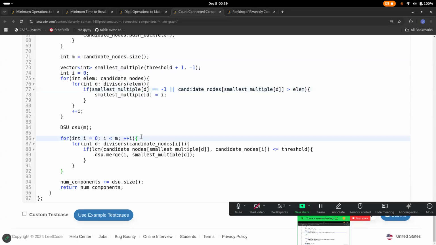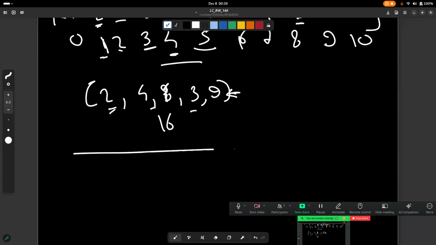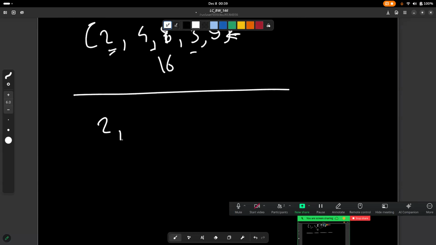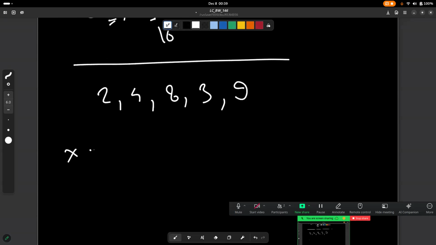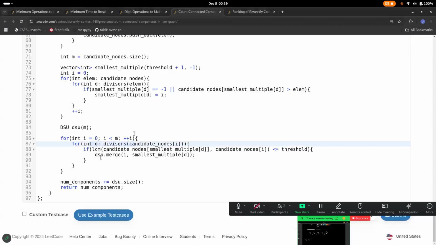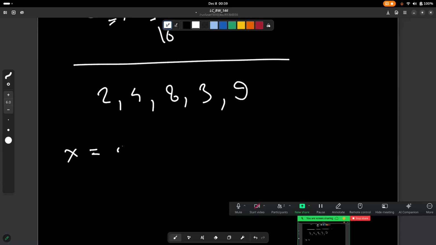Then what we do is we iterate over all the elements of our candidate nodes, the nodes which are less than or equal to threshold, and we calculate all the divisors. Basically, this is fixing the x and fixing the d. That's what we talk about. This for loop fixes our x, the node that we are calculating, and this fixes our d. And so what we are doing over here is 2, 4, 8, 3, and 9. So I have my candidate nodes. In code, this is candidate nodes of i, but let's consider x. So I'm iterating over this array.